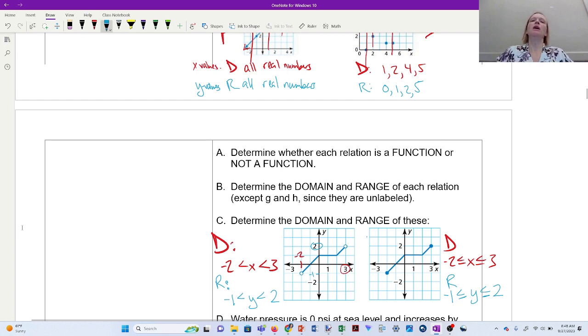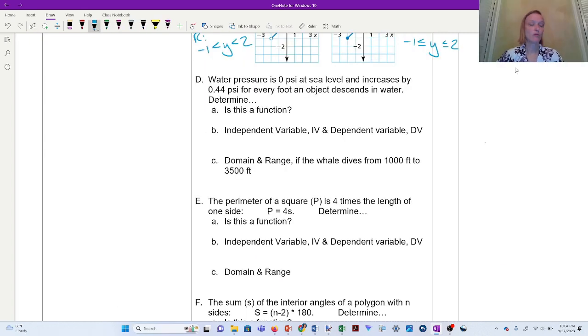So this is how you can identify the domain and range of different relations that might be presented to you in different formats. So let's look at a real world example here of domain and range and whether something is a function.